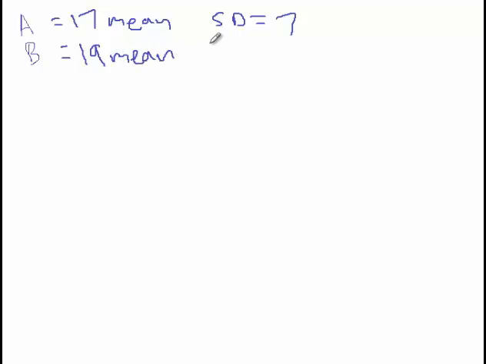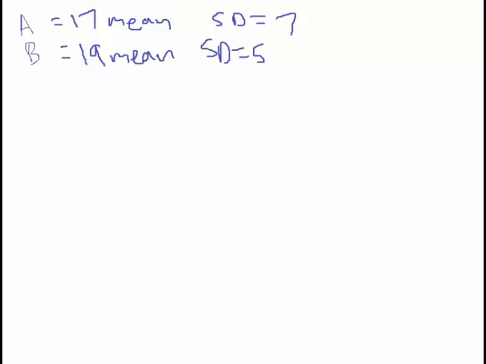Okay, so let's do this problem. I'm going to write the vitals in the little corner up here. We had diet pill A and diet pill B. For A, we had a mean of 17 pounds and a standard deviation of 7, and for B, we had a mean of 19 and a standard deviation of 5.